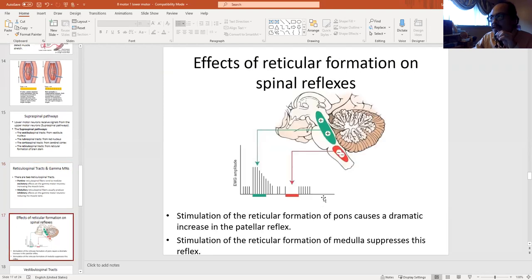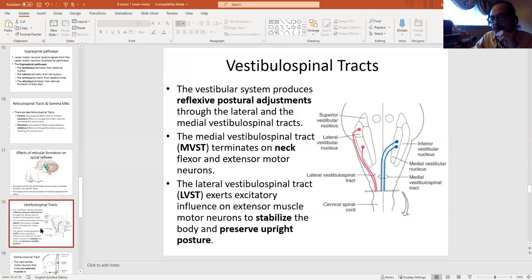And so this one is that the pontine excites the GABA motor neuron, and the medulla, through the medullary reticulospinal tracts, inhibits the GABA motor neuron to reduce the muscle tone. So that's the reticulospinal tracts. Now the next one is the vestibular.